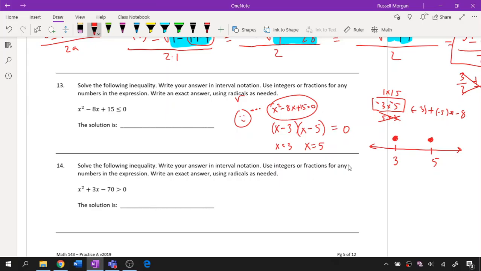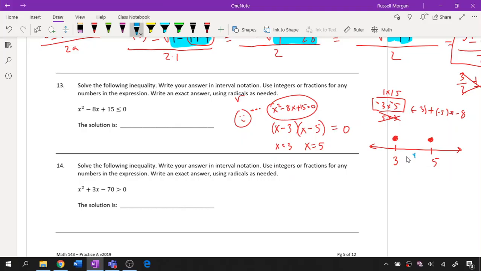What I could do is test these 3 different regions. I'm actually going to test in the middle, because I know that when it's talking about less than or equal to 0 for this parabola, this quadratic, it's going to be this middle spot, because that's when it dips down or less than 0. Watch what I mean. Let me test out the number 4, which is right here somewhere in the middle. In fact, it's perfectly in the middle.